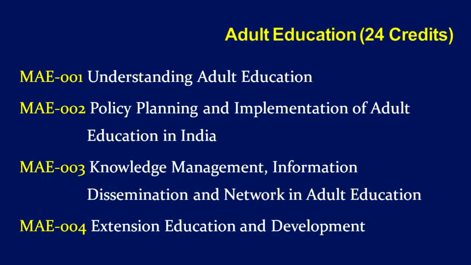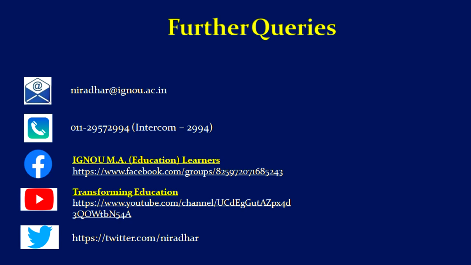And the last area is adult education. Here, you will find a detailed understanding about the very concept of adult education and further different policy planning and implementation of adult education in India, then knowledge management, information dissemination, and network in adult education system, and further extension of education and development in adult education. So accordingly, these are the courses that are included in the first and second year of your MA Education program. In the next session, we will be discussing dedicatedly the dissertation course, that is MESP 001.